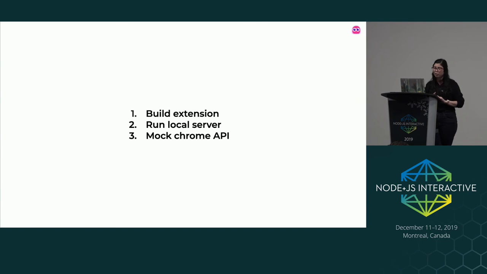First, you build the extension. Then you run a local server that points to the extension build. Usually what you do is you upload the build into Chrome, but if we want to run the end-to-end tests with Cypress, we have to access it using a URL, because that's how Cypress works. So we did that. And the third step was mocking the Chrome API.